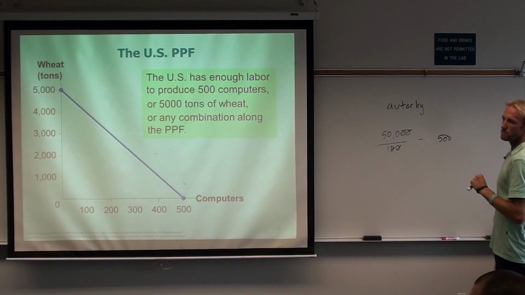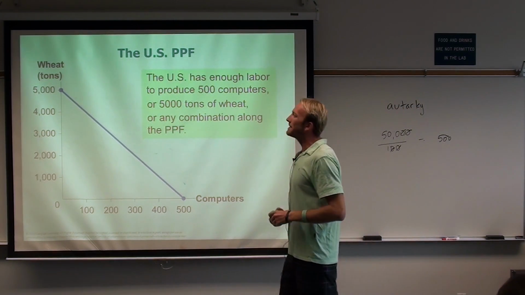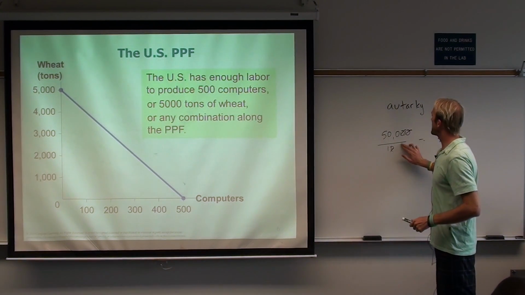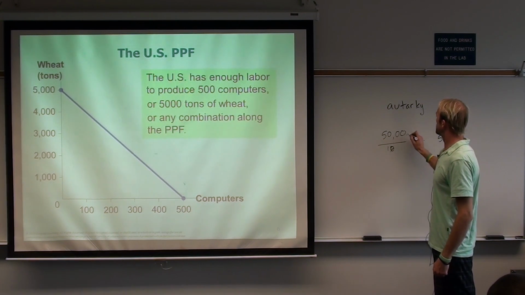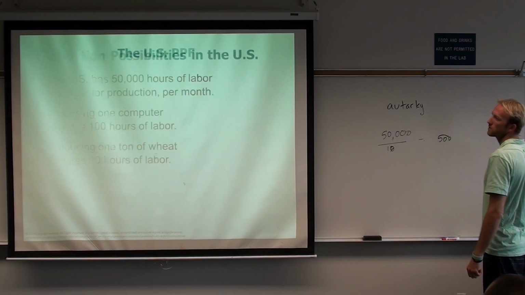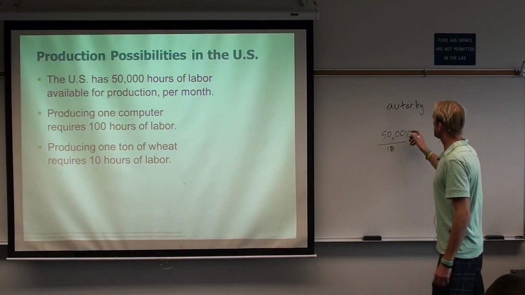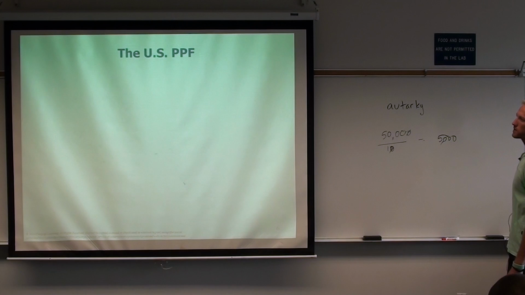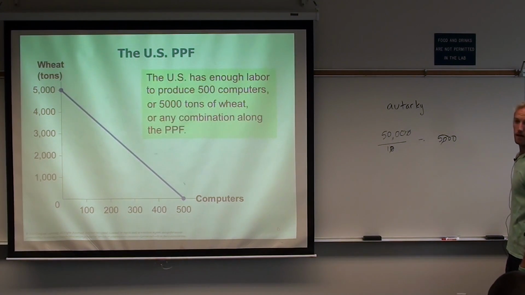Yes, sir? Why is it 5,000 tons, not 500? Because there's 50,000 total hours, and there was 10 hours per ton. Let me go back and show you. Right? 1 ton requires 10 hours. So we had 50,000 divided by 10 is equal to 5,000. Okay, good question. Way to pay attention. See what's going on. Okay. Any other questions?